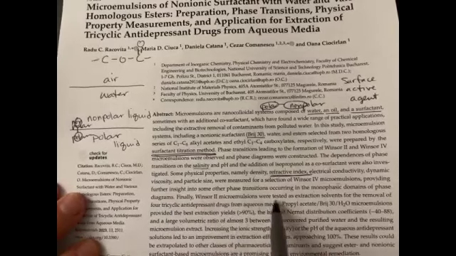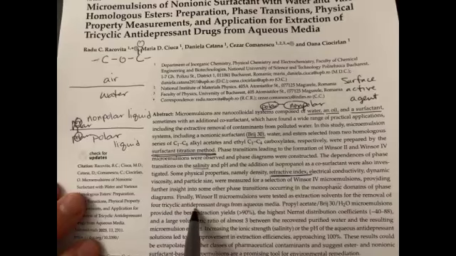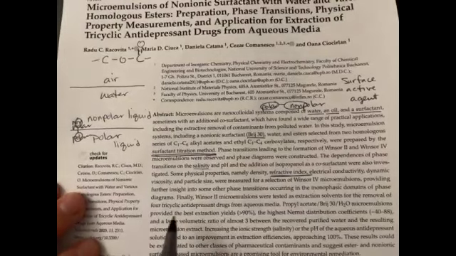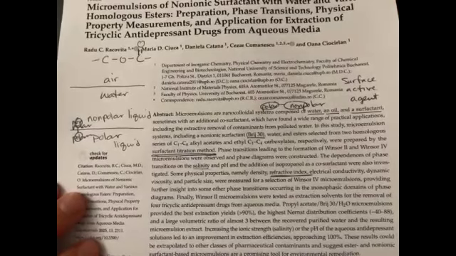Finally, Windsor 2 microemulsions were tested as extraction solvents for the removal of 4 tricyclic antidepressant drugs from aqueous media. That sounds really cool. I hadn't thought about what these were going to be used for when I got this because it mentioned the surfactant titration method, but they're going to try and extract antidepressant drugs from water, which if antidepressants were in drinking water or wastewater, you might want them out.